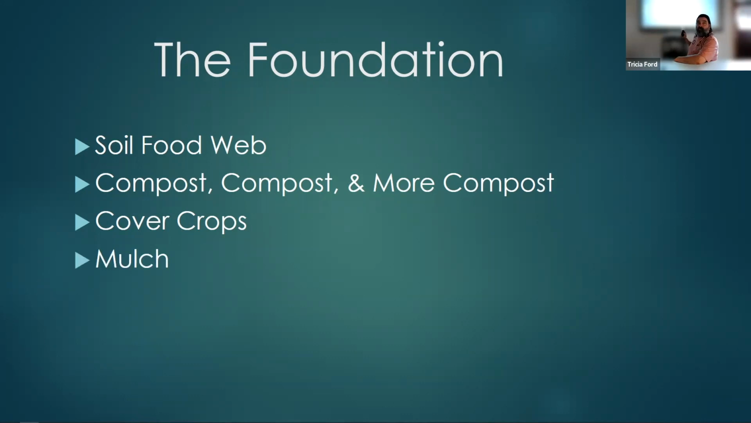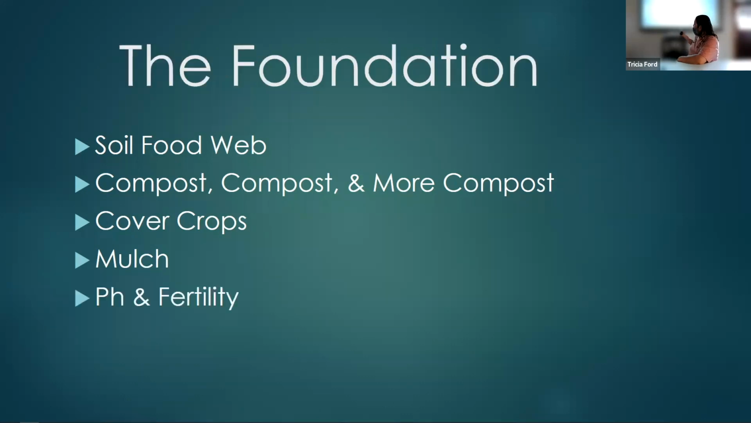Mulch is another great way to get organic matter back into the soil to help build the soil food web and foster that. Next, pH and fertility: microbes like a certain pH. After some initial applications of limestone, once they get going, they'll create their own pH environment, and they'll maintain it and regulate it themselves, okay?